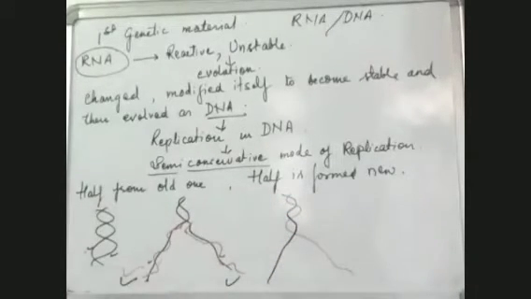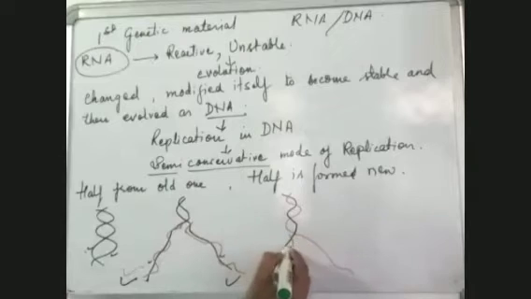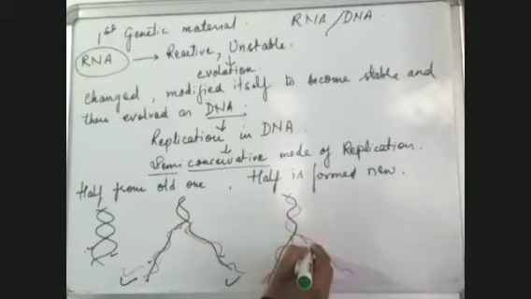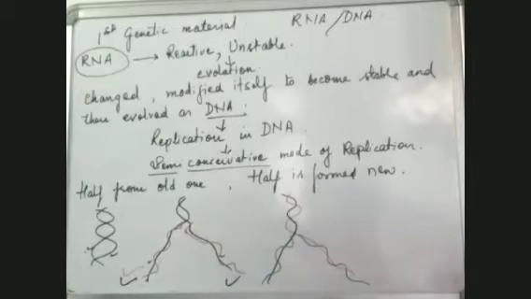Now as a result of replication, the new strand will be synthesized, which I'm making with the green color. So these are the new strands which are synthesized over the old strands. So this is again the semi-conservative mode of replication, where half of the strand is conserved and half the strand is formed new. That is why replication in DNA is known as the semi-conservative mode of replication.